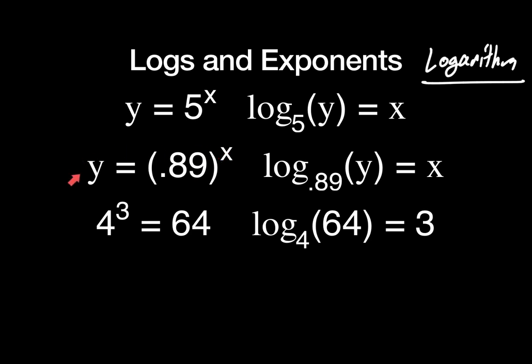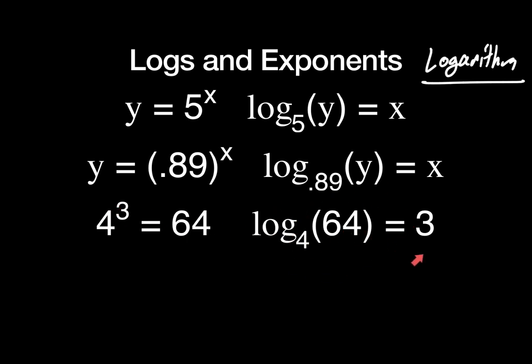These are all just kind of the same thing. 0.89 to the x equals y. I would rewrite it as log base 0.89 of y equals x, and that's how we would read it as well. Now, it's rare that we're going to use different logs of these different bases. We'll eventually get to what are called the standard and natural logs. Those will be the ones that we use most often. And then I can do it the other way around. 4 to the third power is 64. That would be the same as saying log base 4 of 64 equals 3.